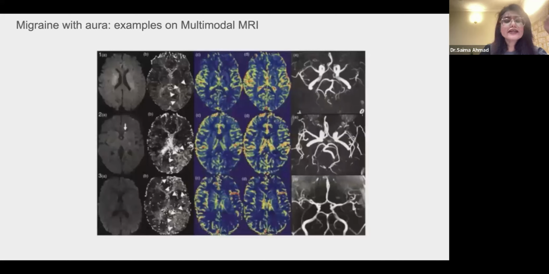The next day the patient had an MRI. These are a few of the different MRI findings from different patients, not from this patient, in patients with migraine with aura. You can see that in the DWI there is nothing. It is unremarkable, but there is hypoperfusion in the perfusion imaging. And when you see the MRA, you can see that there is non-visualization of the distal MCA branches, which is one of the findings you can identify in patients with migraine and aura.